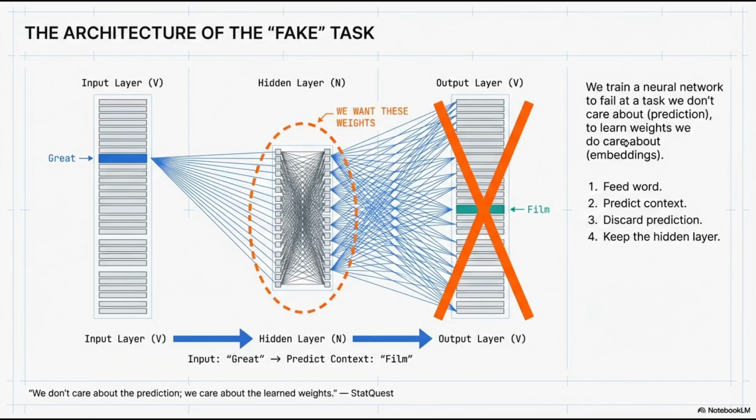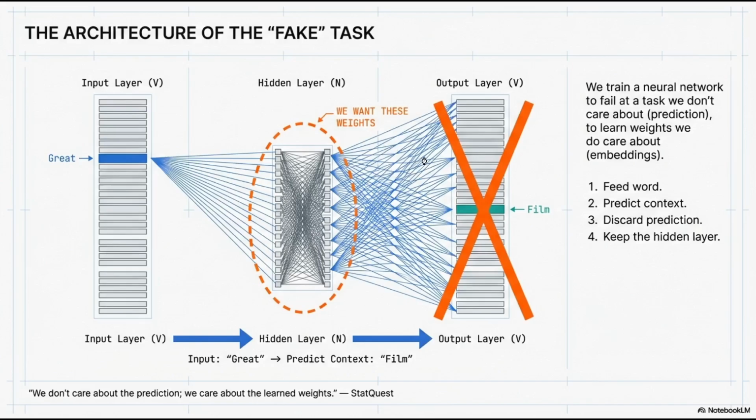First, the architecture. We're going to build a shallow neural network. We start with a specific goal. We're going to force the computer to solve a fake task, let's say. We feed it a word like great, and we ask it to predict which word appears near it in a sentence, like film. So, great film. We don't actually care if it gets the prediction right. We care about the weights inside the hidden layer that it learns while trying to solve this puzzle. This architecture is called the skip-gram.